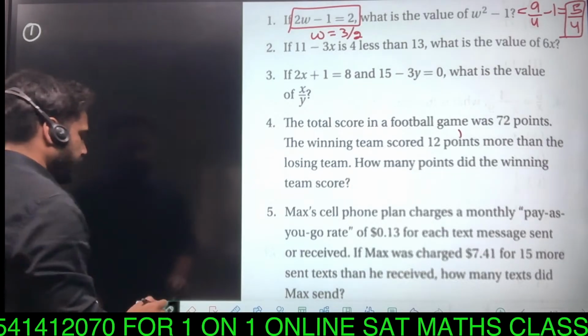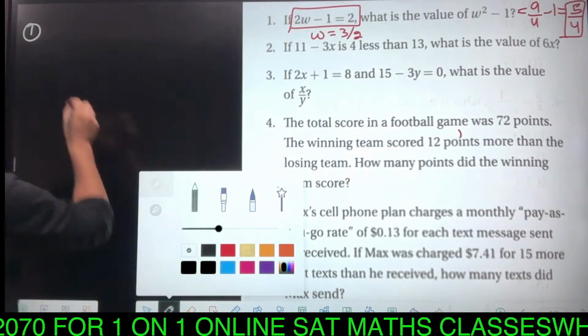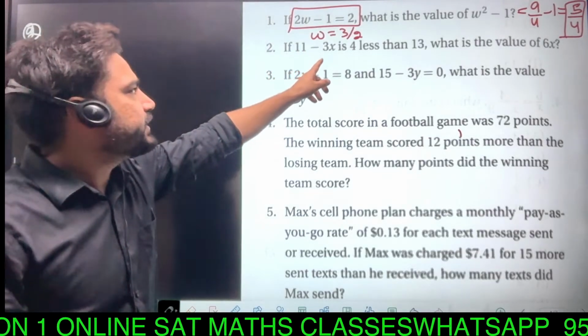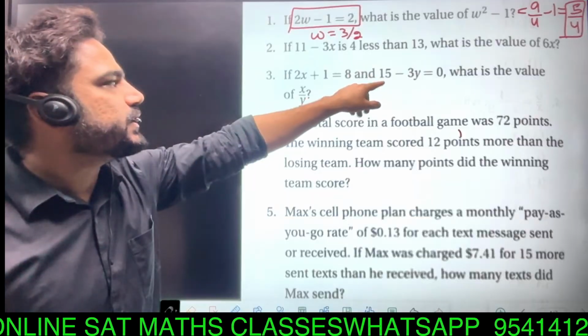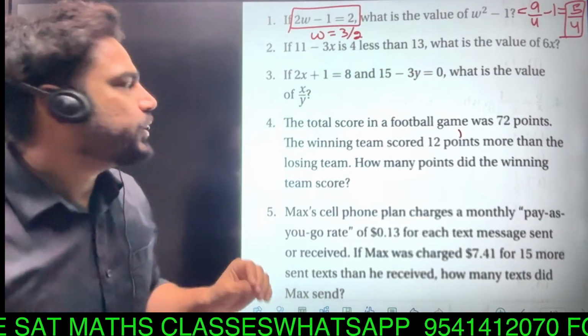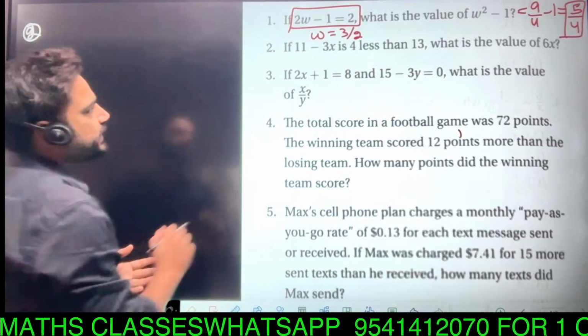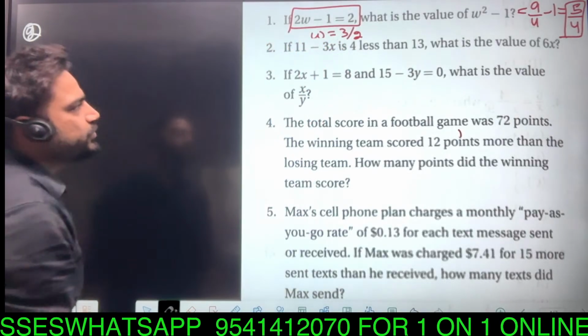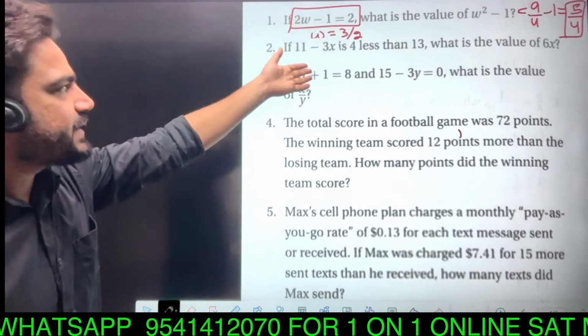Second question, now read question number 2, what they are saying. In question number 2 they are saying, if 11 minus 3x is 4 less than 13, then what is the value of 6x? Now read the statement carefully. They are saying this value, 11 minus 3x, is 4 less than 13.